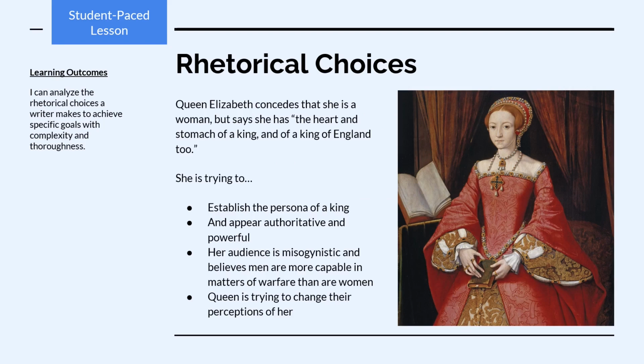Queen Elizabeth concedes that she is a woman, but says she has, quote, the heart and stomach of a king, and of a king of England too. Here, she's trying to establish her persona as that of a king, and appear authoritative and powerful. And that's because her audience is pretty misogynistic, given this time and place, and they likely believe that men are just more capable in matters of warfare than women are. So the queen is trying to change their perceptions of her from just a mere woman to someone who has all the qualities of a king.